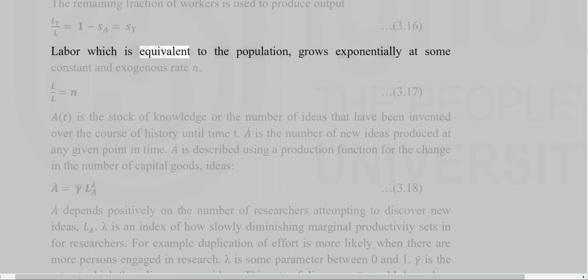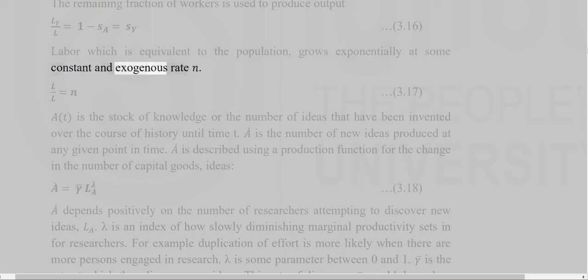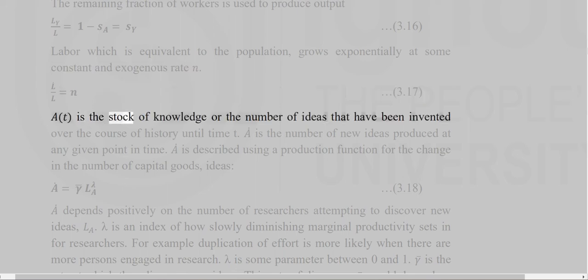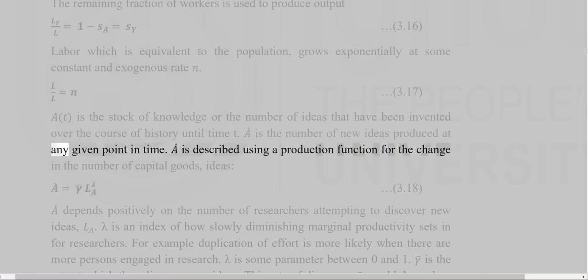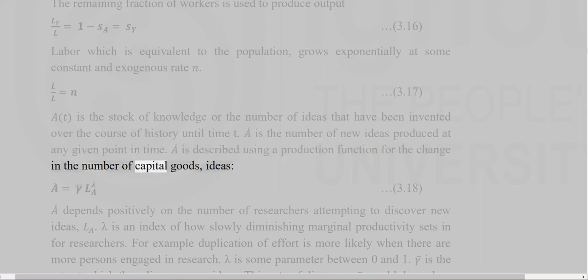Labor, which is equivalent to the population, grows exponentially at some constant and exogenous rate n. L dot over L equals n, 3.17. A is the stock of knowledge or the number of ideas that have been invented over the course of history until time t. A dot is the number of new ideas produced at any given point in time. A dot is described using a production function for the change in the number of capital goods, ideas. A dot equals delta L A to the power of lambda, 3.18.